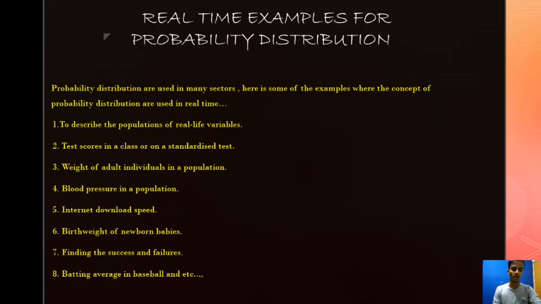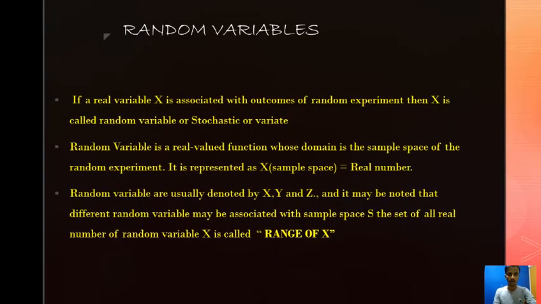Moving on to the random variable, let us come to know what is meant by a random variable. If a real variable x is associated with outcomes of a random experiment, then it is called a random variable, stochastic variable or variate. A random variable is a real valued function whose domain is the sample space of the random experiment. It is represented as X, sample space to real numbers. Random variables are usually denoted by x, y, and z, and different random variables may be associated with the same sample space. The set of all real values of random variable x is called the range of x.